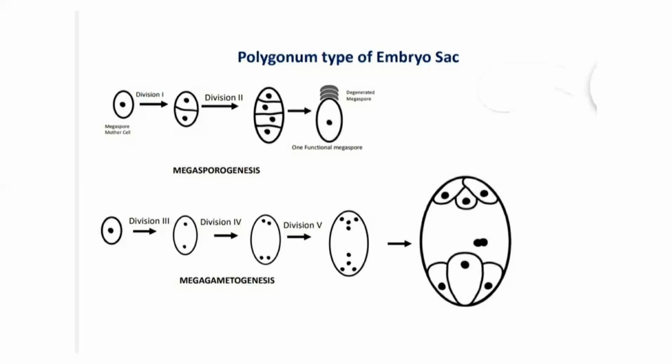In this, the chalazal megaspore, the lower one, is functional. You can see here the upper 3 toward the micropylar end, and this is the chalazal side. The remaining 3, 1, 2, 3, towards the micropylar end will degenerate. Only one functional megaspore remains. The functional megaspore nucleus divides mitotically into 2 nuclei.